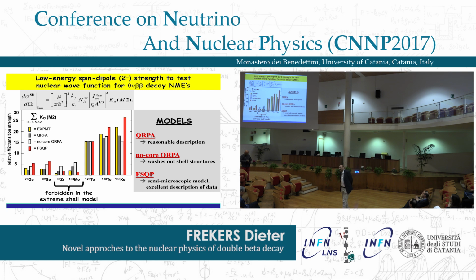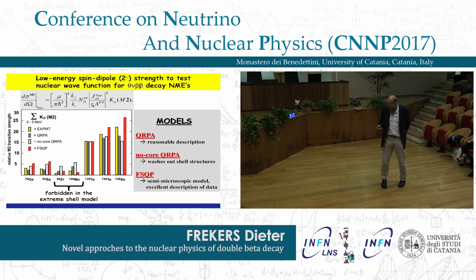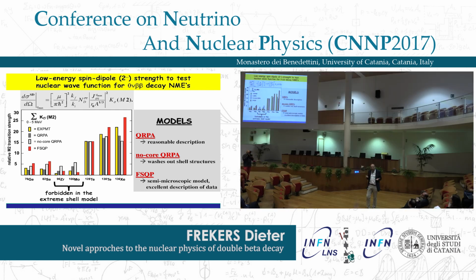Now, we wanted to compare this with calculations that are being done for zero neutrino double beta decay. You see the same spectrum here again. The yellow one is the experiment. The gray one is the QRPA that Joni Suhonen did for me, and there was some surprise. The shell effects seem to have washed out completely. And if you go to a no-core QRPA, which is supposedly even better than the QRPA, the calculation completely ignores the underlying shell.